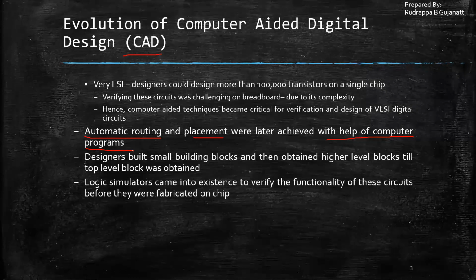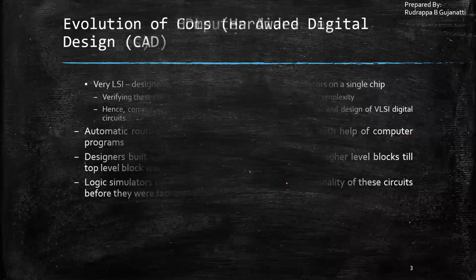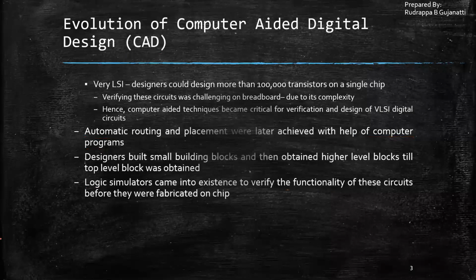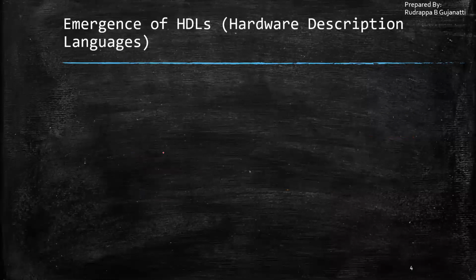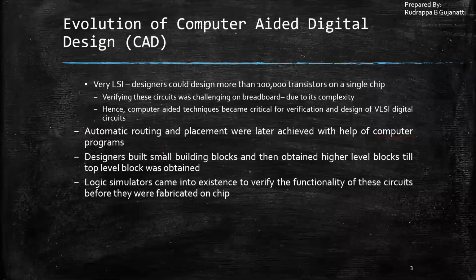Then logic simulators came into existence. These logic simulators were basically used to verify the functionality of the digital circuits you have designed. Once these functionalities are verified, then you can go for the fabrication process, that is fabrication of the chip. So these are just a few things to discuss with respect to the evolution of CAD.